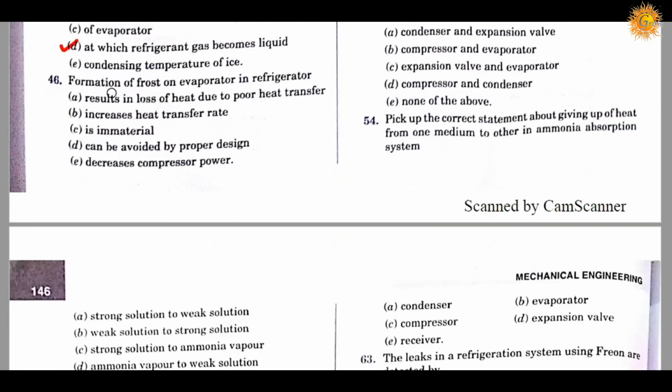Question 46. Formation of frost on the evaporator in a refrigerator, option A, results in loss of heat due to poor heat transfer, option B, increases heat transfer rate, option C, is immaterial, option D, can be avoided by proper design, option E, decreases compressor power. So the correct answer for 46 is A, results in loss of heat due to poor heat transfer.